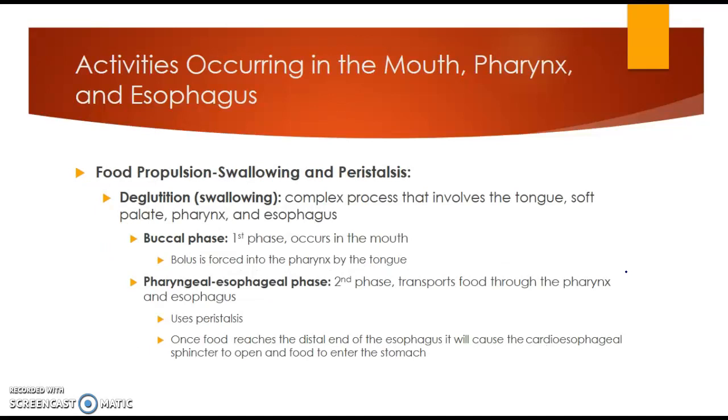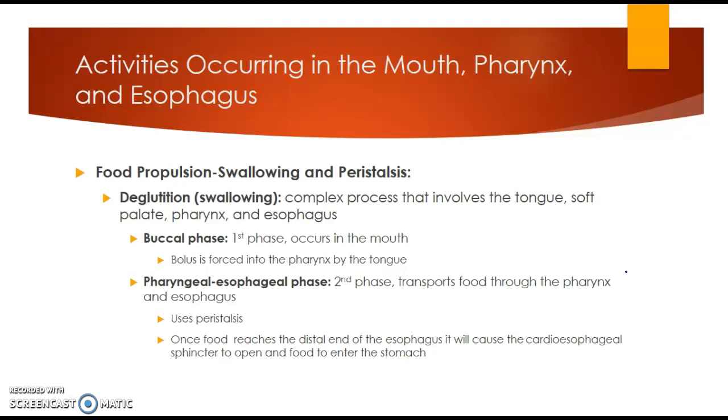Okay, so let's get into the actual swallowing and how this works. Swallowing is referred to as deglutition, and it's a really complex process. We just do it and don't really think about it, but it occurs in two phases. One is called the buccal phase, and buccal means cheek, so this totally makes sense.